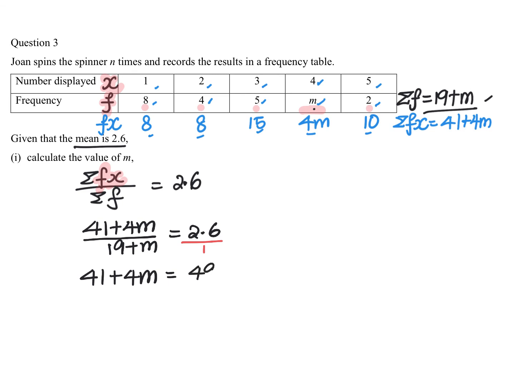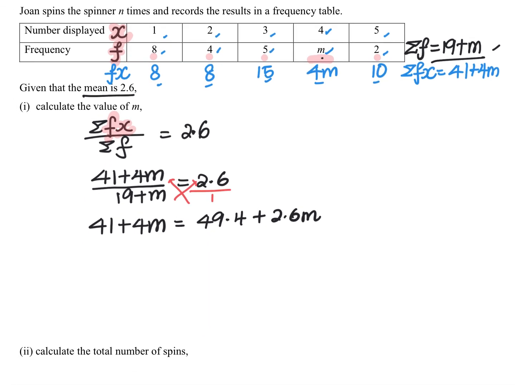This gives me 49.4 plus 2.6m. Remember to cross multiply correctly. Then the next part of the question, we are going to find what is m. So I'll have 4m over here and bring this over, this will be minus 2.6m. The original number here is 49.4. Then I bring this over, it will be subtract 41.